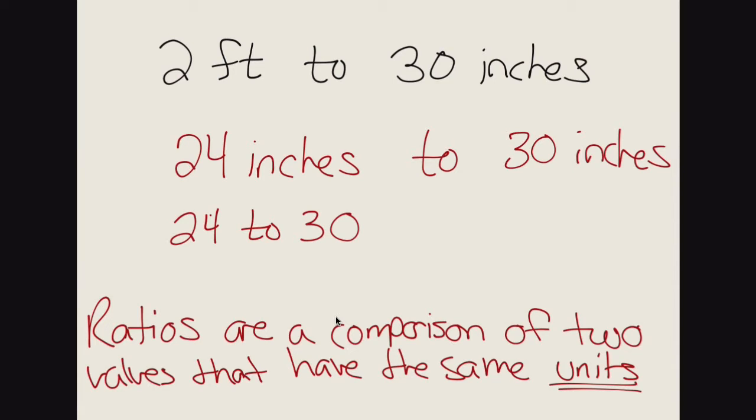24 to 30. How else can I write this? There are 3 ways to write ratios. 24 colon 30. So that's the first way I can write it, and the second way. Oh, and there is a third. Millie's got it. You could write it like 24 over 30. Okay, that's the third way to write it.